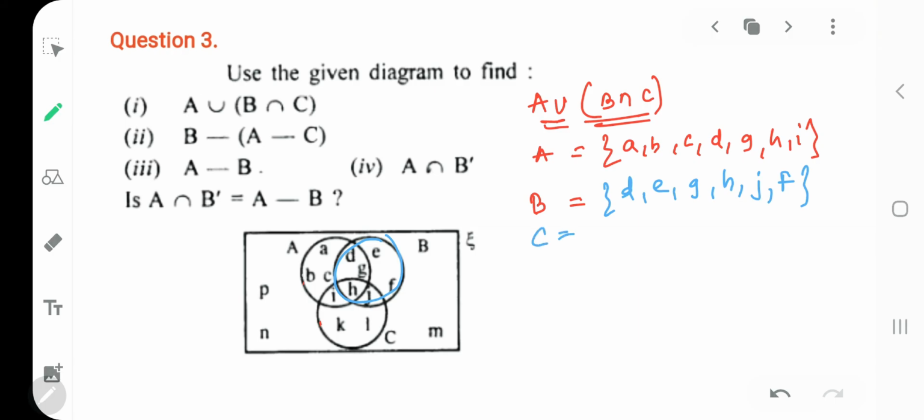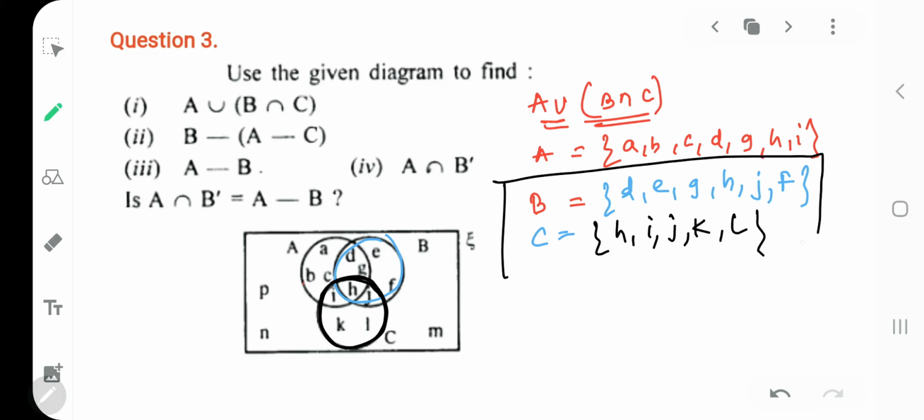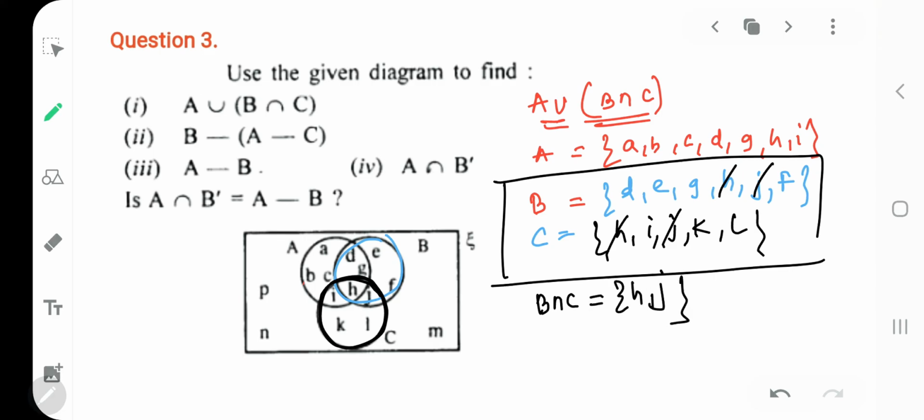And C consists of, if you can notice this black, that is H, I, J, K and L. So you have all the three sets. First you take the intersection of B and C. So what are common in B and C? Can I take H and J? So we will write B intersection C is H and J.